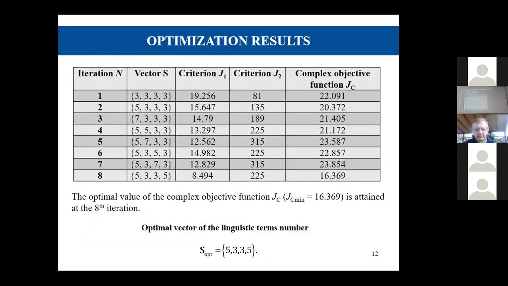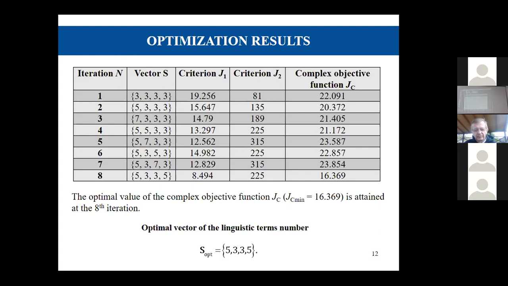So the optimization of the linguistic terms number using the proposed approach is carried out, and this slide shows the optimization results. In particular, the maximum possible number of iterations was 10 in this case, and as you can see from the table, the objective function optimal value has been found at the 8th iteration, so the search process was stopped. The optimal value of the vector S found in this search process has the following form: 5, 3, 3, and 5 terms.